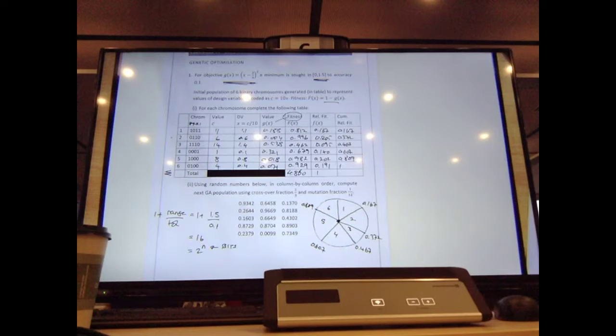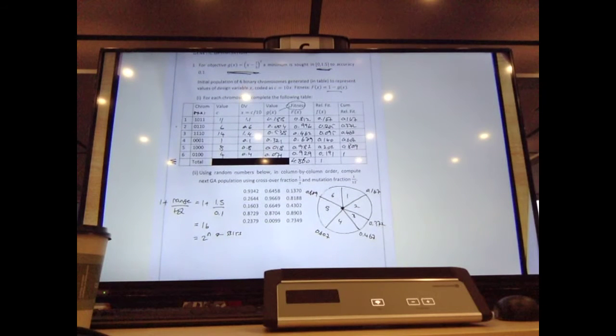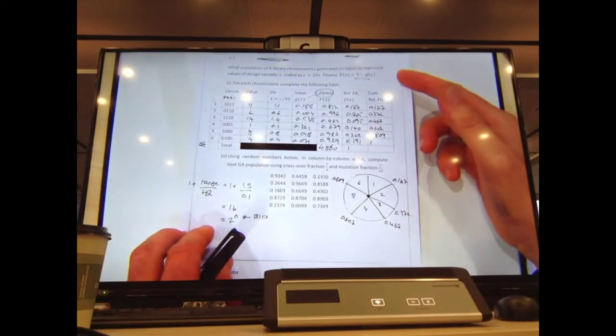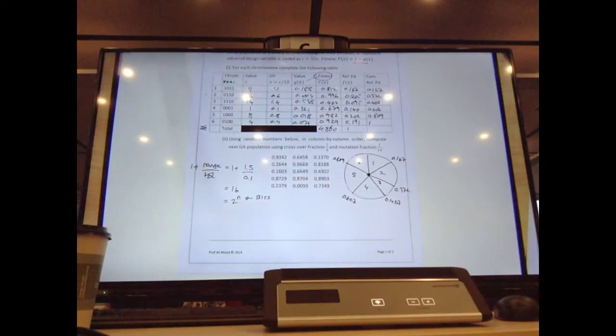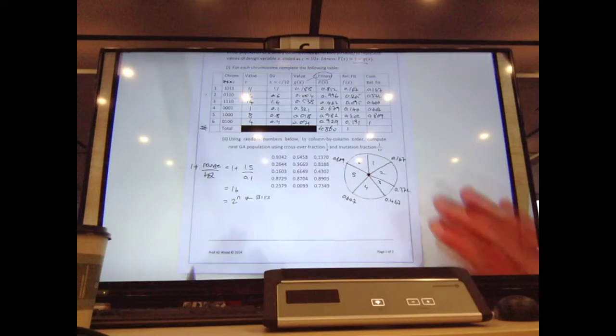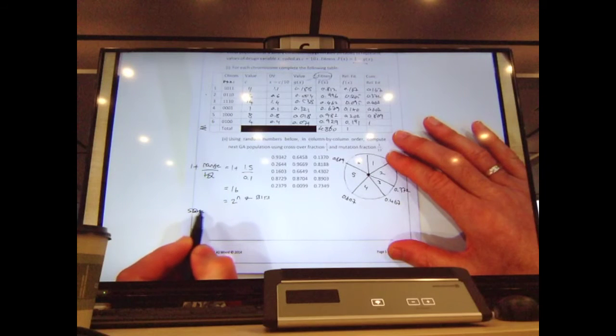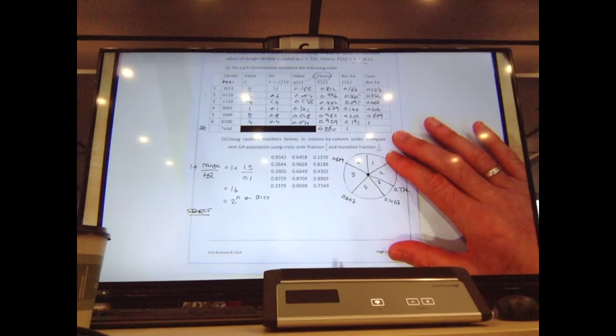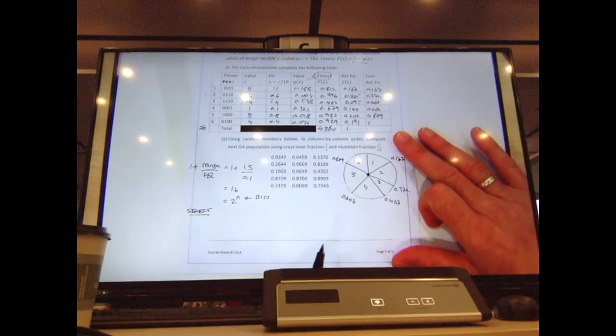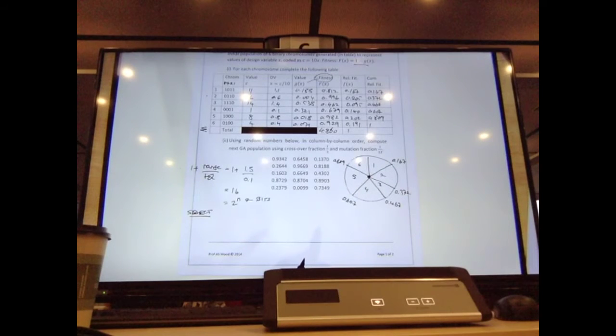So, next step. Take 2 numbers. Okay, so we've got to select first. And we select by spinning the roulette wheel how many times? 6 times. 6, because we have a population of size 6, so we need to create 6 new designs.